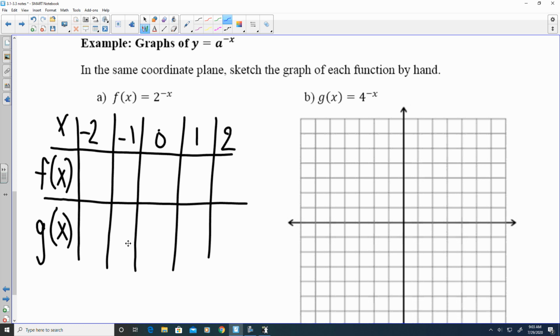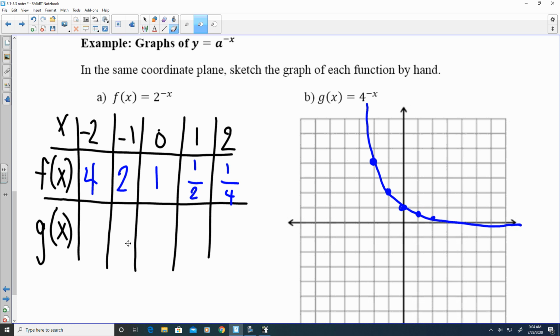So 2 to the negative second would be 4. 2 to the first then would be 2. 2 to the 0 is 1. 2 to the -1 is 1/2, and 2 to the negative second is 1/4. So this is actually inverted of what we did up above. And make sure it does not cross the x-axis as we go to the right. Let's just be as careful as we can to not cross it. There we go.